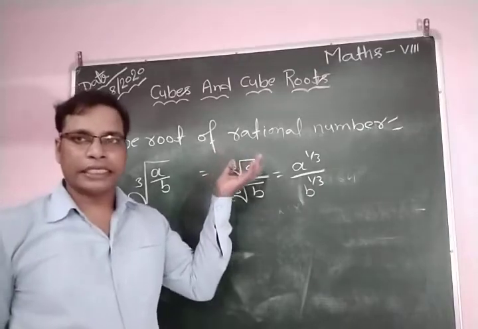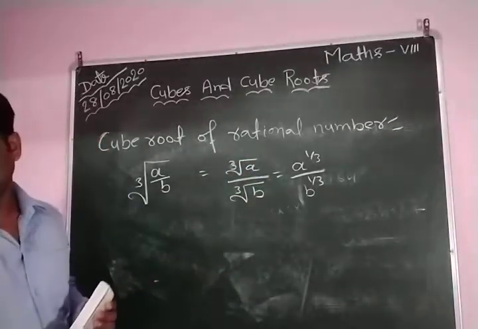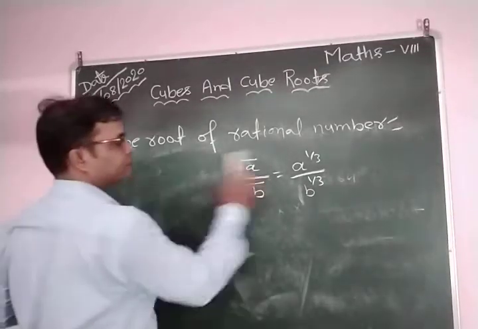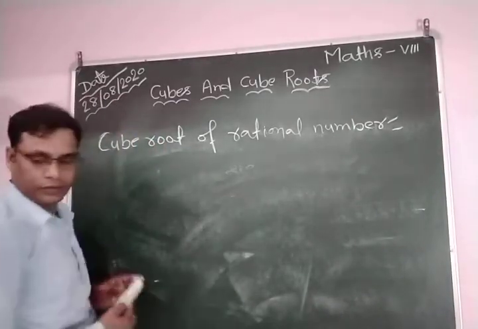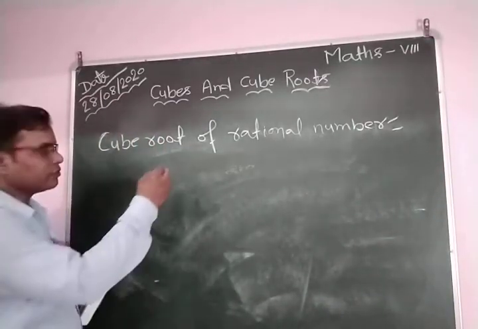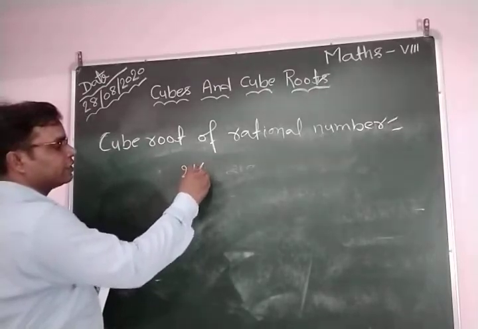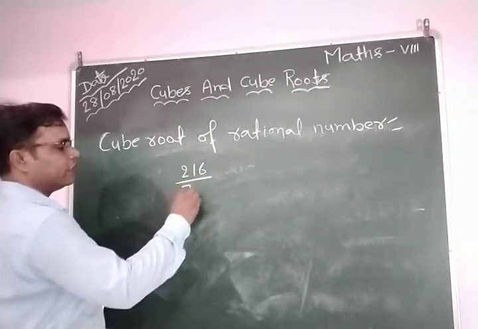Now take some examples to find the cube root of rational numbers. Okay, so here the given example is 216 and 729.